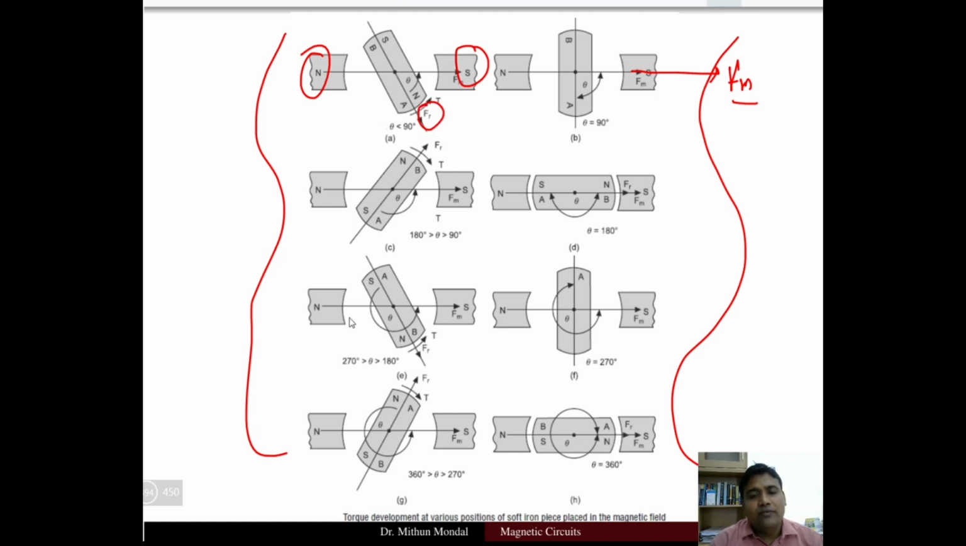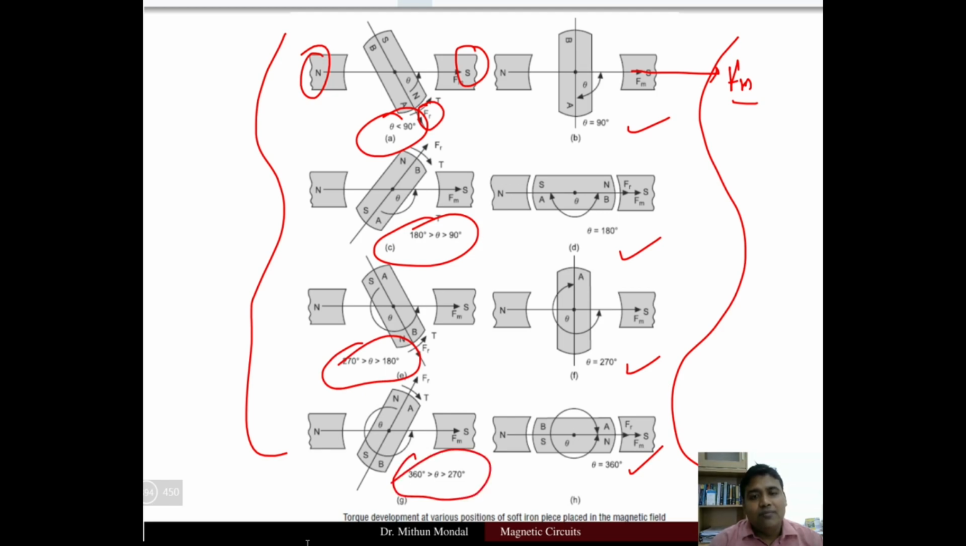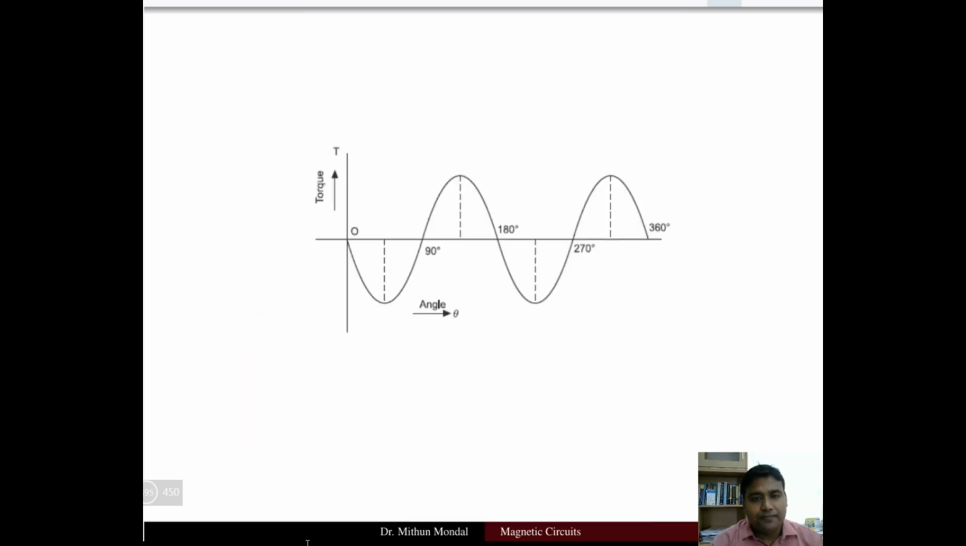So the direction of the rotor field is changing, and for theta 90 degree, theta 180 degree, theta 270 and theta 360 degree, these are basically the stable position where there will be no torque taking place, and the unstable position are less than 90, and when you have more than 90 but less than 180 degree, more than 180 but less than 270, and more than 270 and less than 360 degree. In some cases the torque is considered as positive, and in some cases negative, depending upon whether it is in clockwise direction or anti-clockwise direction.